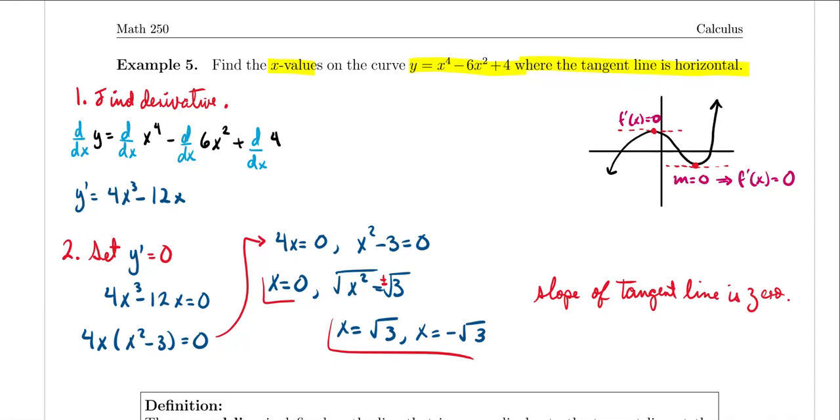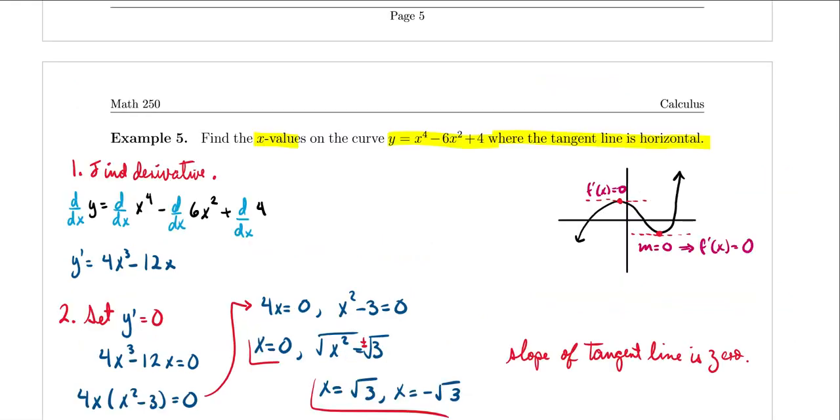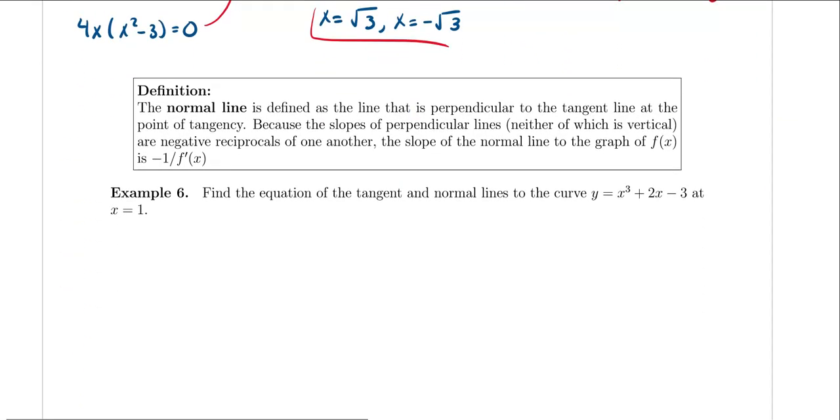Okay, perfect. Now, we talked about tangent lines, so I want to talk about a new type of line known as normal lines. So what is a normal line? Well, a normal line is defined as the line that is perpendicular to the tangent line at the point of tangency. Now, you might remember hearing the word perpendicular in some of your math courses. Perpendicular lines are just lines that form a 90-degree angle.